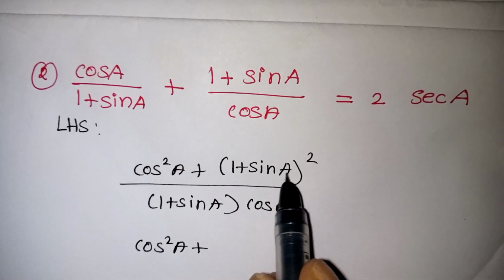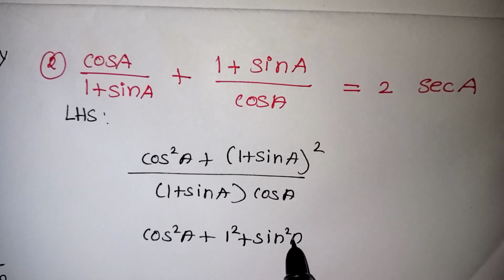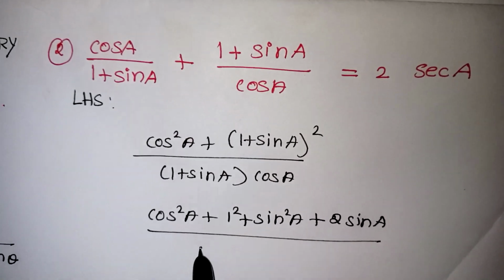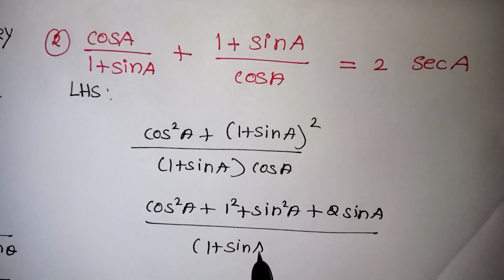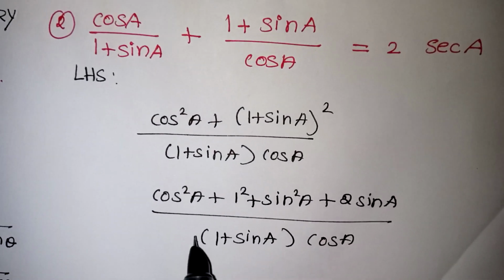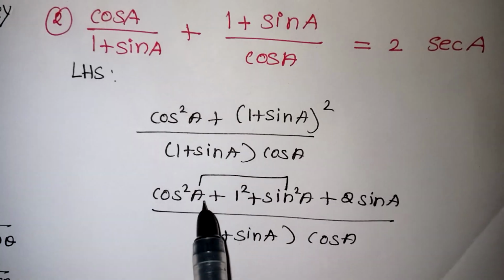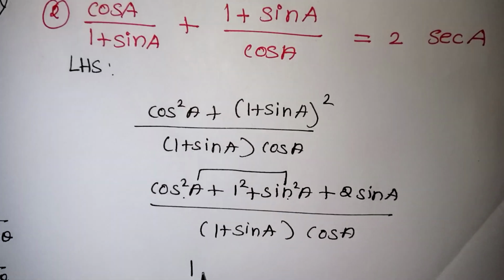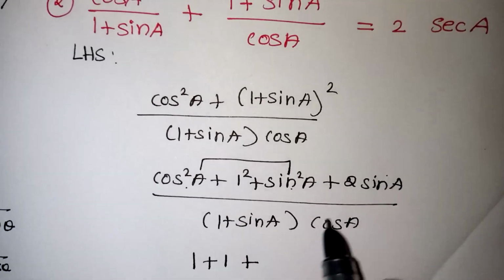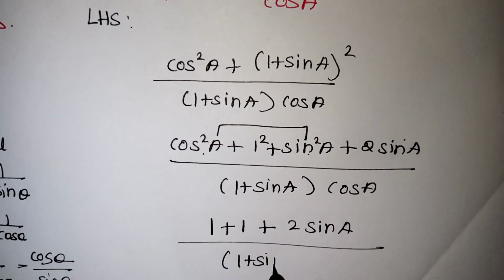This looks like (A plus B) the whole square. A plus B the whole square is A squared plus B squared plus 2AB, so plus 2 into sin A into 1, no need to write the 1. So the denominator you just keep as it is, into cos A. Let it be, don't multiply inside, you will be getting the same number in the numerator also. Cos squared A plus sin squared A, according to the first identity, will become 1. Already 1 squared is available, that 1 squared value is also 1, plus the remaining 2 sin A. Divided by the denominator, let it be, you just write it as it is.